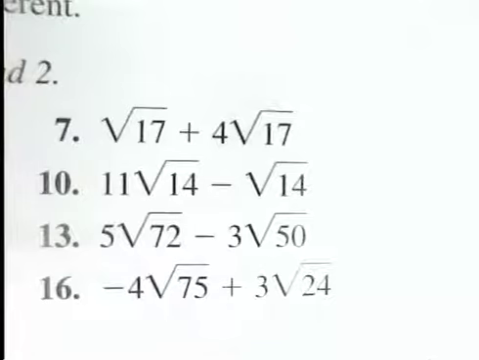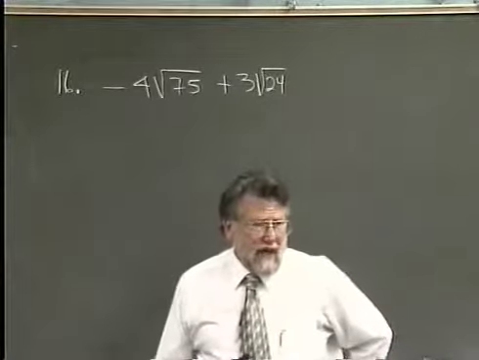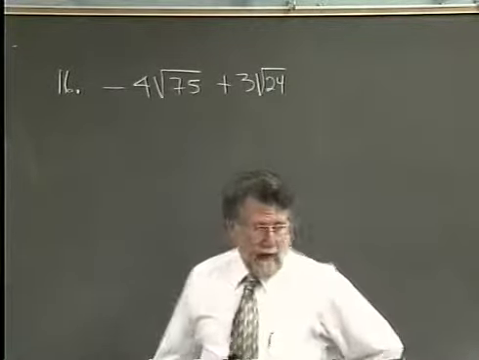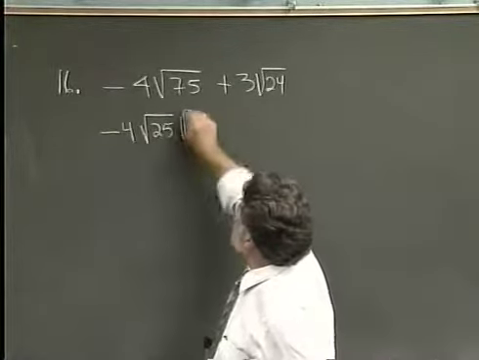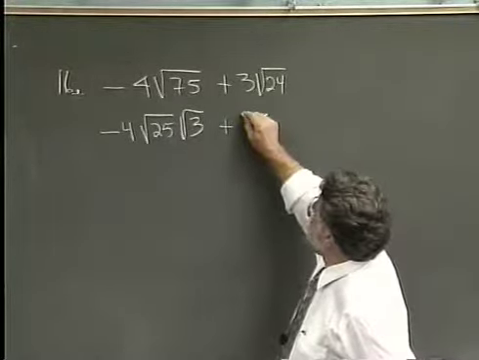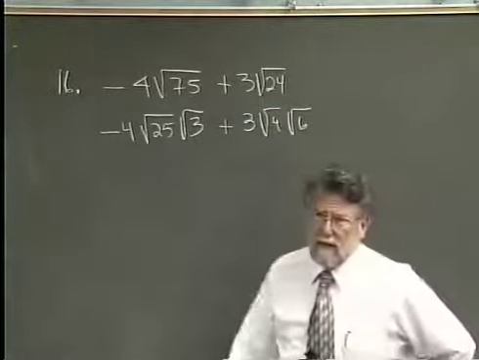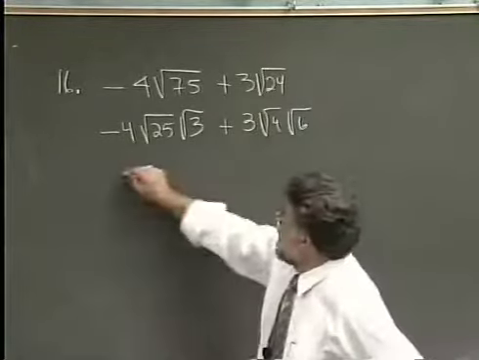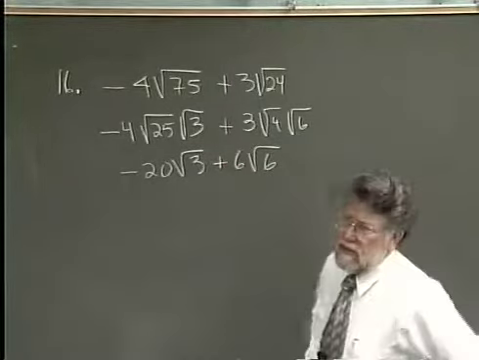We have minus 4 times the square root of 75, and then I'm going to have 3 times the square root of 24. And what I have to now see is factorings with perfect squares. So I want you to see the square root of 25, the square root of 3, and here the square root of 4, the square root of 6. But all that's going to give me is minus 20 the square root of 3, plus 6 the square root of 6.